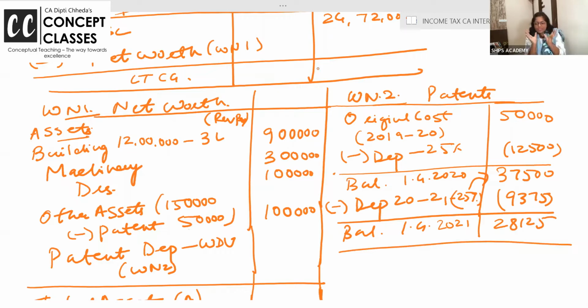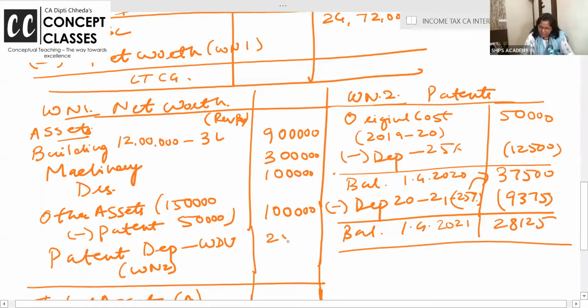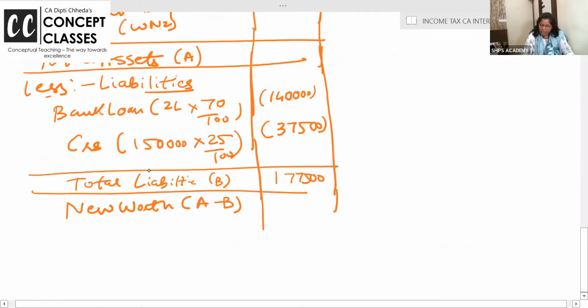Dear students, this is your balance sheet. In that, the patent was taken at the original cost of 2 years back, which is not right. For determining net worth, for a depreciable asset, you have to take the WDV. Ma'am, then why did you take other assets? Other assets may be current assets, stock, cash, bank, anything. That's not depreciable. So I will take the value of the patent at 28,125. Now these are all my total assets.